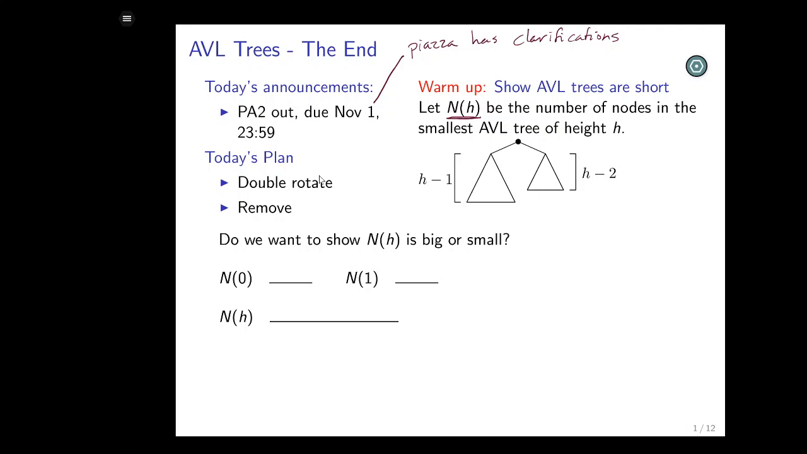So we want AVL trees to be short. We want to show that that's true. We want to show that the height is small. We want to show that height is less than some function of n. But the way we're going to approach the problem is by looking at the number of nodes in the smallest AVL tree of a particular height. Do we want to show that that number of nodes is big, or do we want to show that that number of nodes is small?